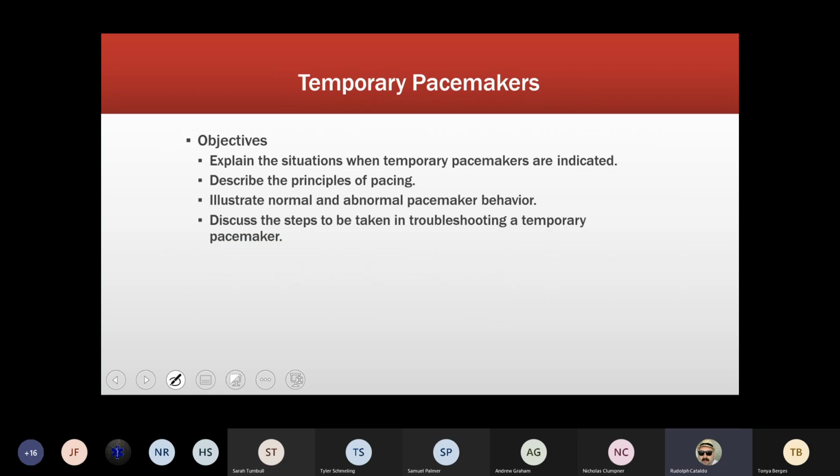All right, rest your minds for a second. We're going to talk about pacemakers. Pacemakers are important for us to know what they do, and they're easy for us to identify once we know what we're looking for in a cardiac monitor. But what are some reasons that a patient would have to get a temporary pacemaker?